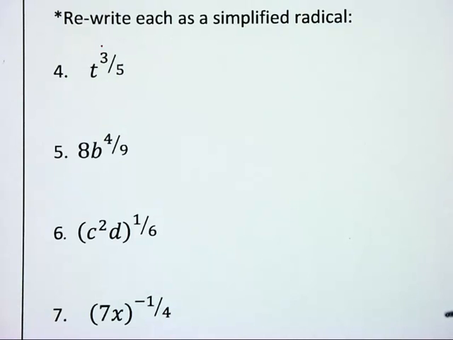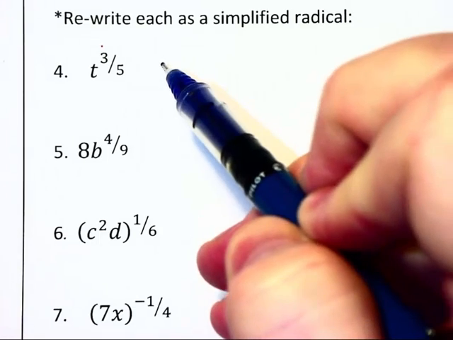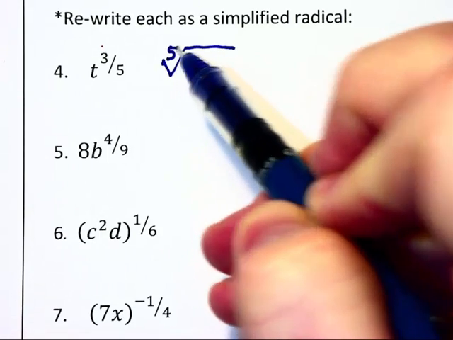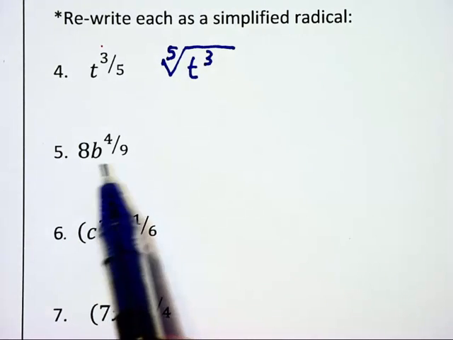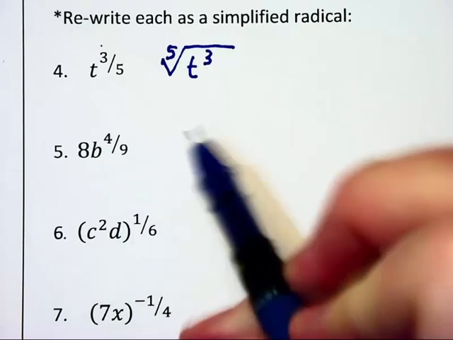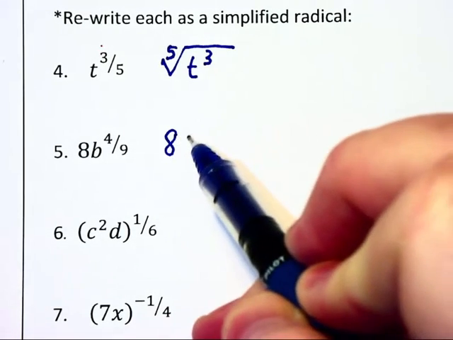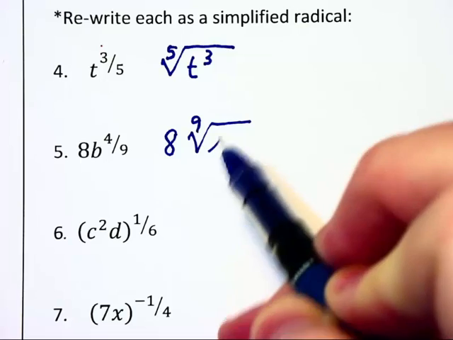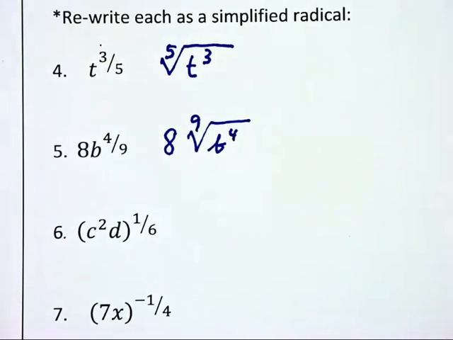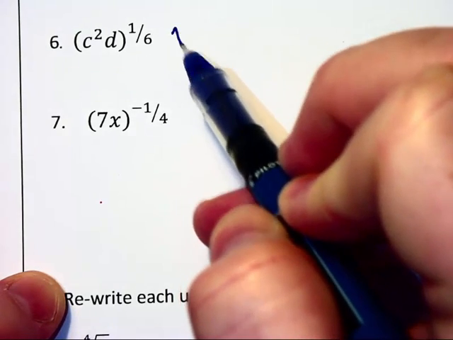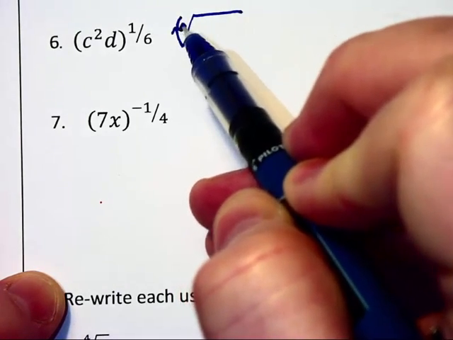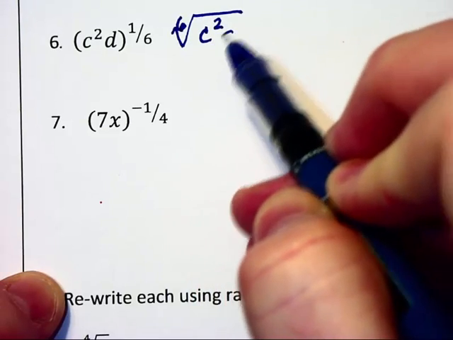This next set of directions wants us to be able to convert from rational exponents into radical form. And so on number 4, we're simply going to have the 5th root of t to the 3rd power. On problem number 5, that power only applies to the b, so the 8 is out front, and then we have the 9th root of b to the 4th inside. For problem number 6, that 1/6 power stands for a 1/6 root, and so we will have c squared d inside.